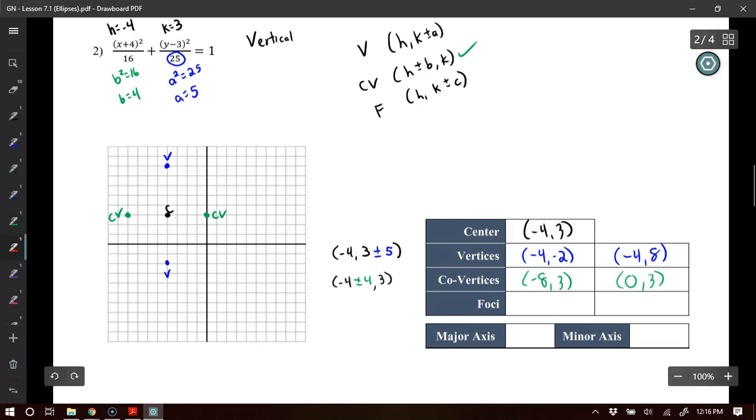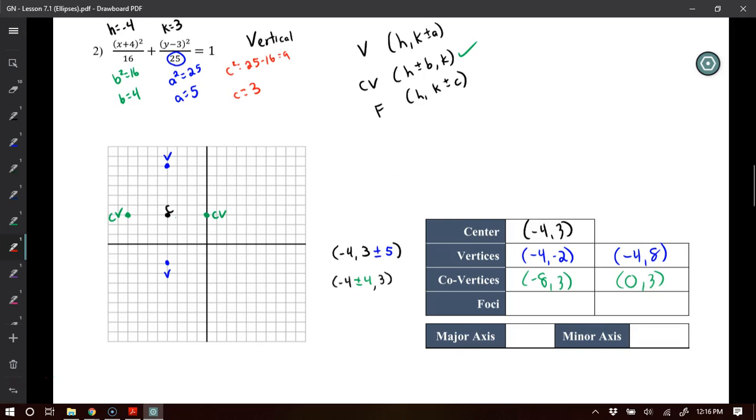So then we're left with our foci. c squared equals a squared minus b squared, 25 minus 16, so that's 9. So c is the square root of 9, which happens to be nice and easy, 3. Remember, foci are located on the same axis as your vertices.